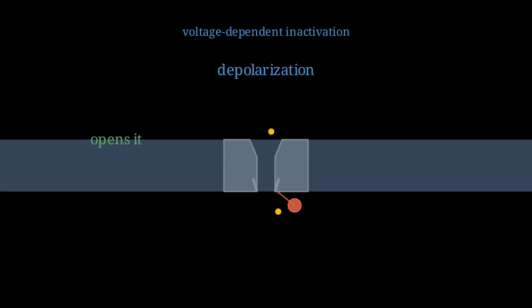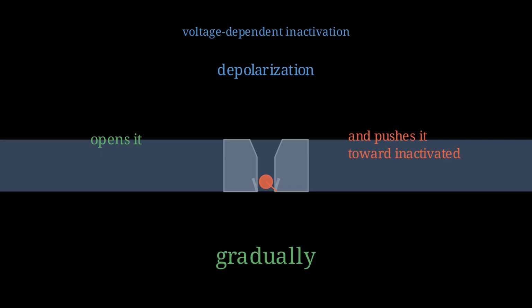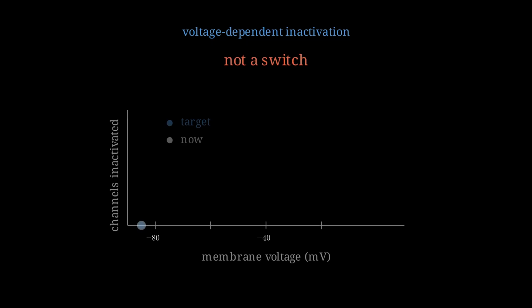First, let's look at voltage-dependent inactivation. So depolarization opens the channel, but it also gradually pushes it towards an inactivated state. The important word here is gradually, because voltage does not instantly switch the channel off. Instead, each voltage sets a new state that the channel population slowly moves toward.